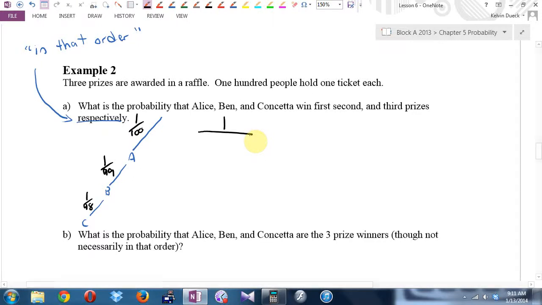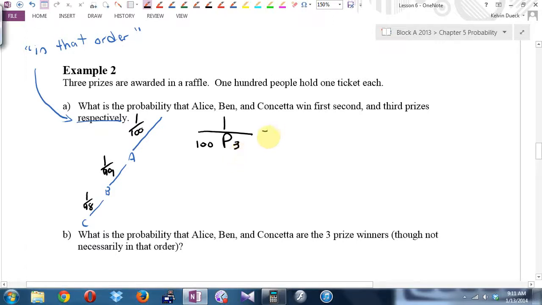If I recall, 100 times 99 times 98 is really 100 permute 3 objects. Here's what we're saying. There's 100 people that bought a ticket. There's a whole bunch of ways that you can mix them up in groups of 3. How many different ways? 100P3. Of those many different ways, how many have Alice first, Ben second, and Conchetta third? Just 1. That's why there's a 1 on top and a 100P3 on the bottom.